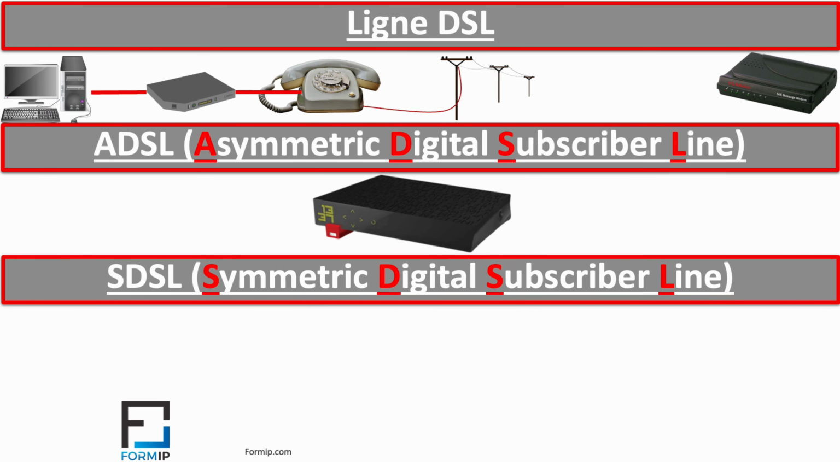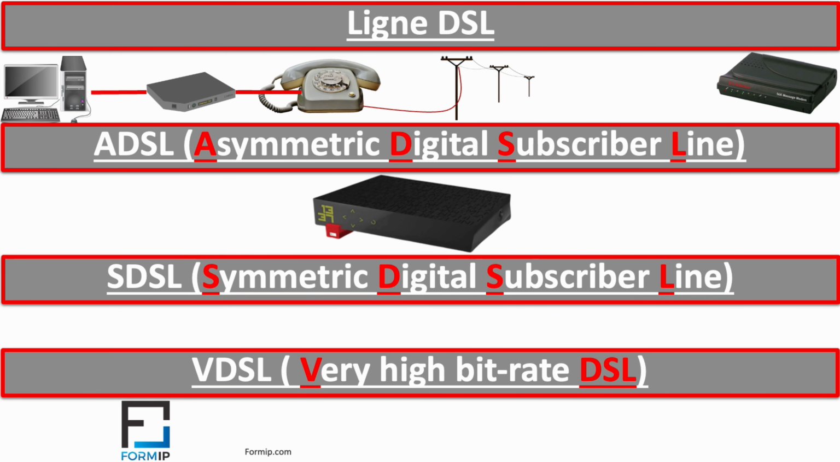Then we have the SDSL, symmetric digital subscriber line, which is a symmetrical digital subscriber line. Here, the download and upload speeds are the same. This type of DSL is rather reserved for companies. And we have VDSL, very high bitrate DSL, which is a very fast form of DSL.